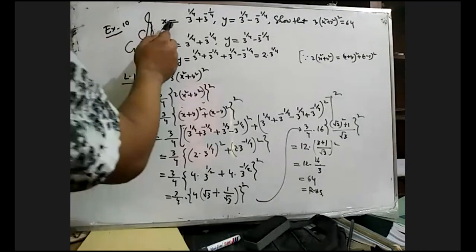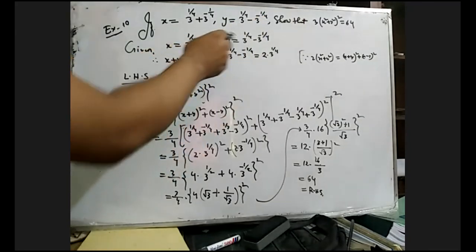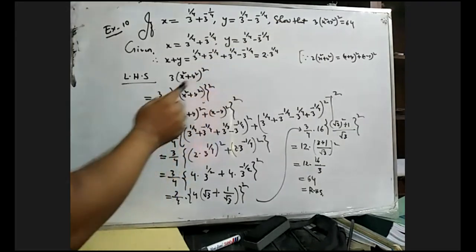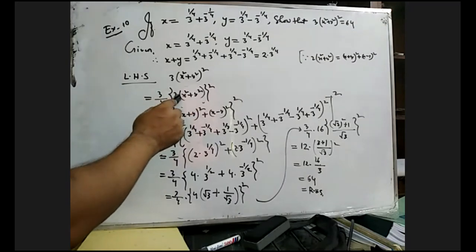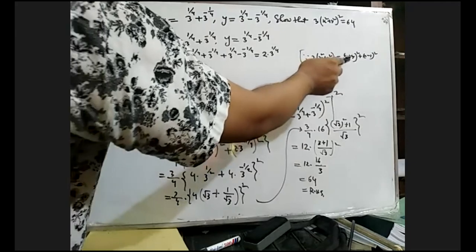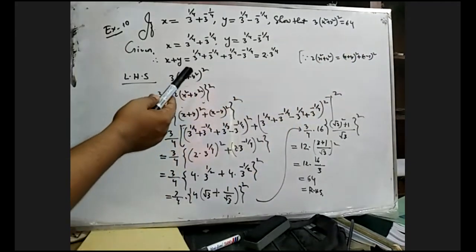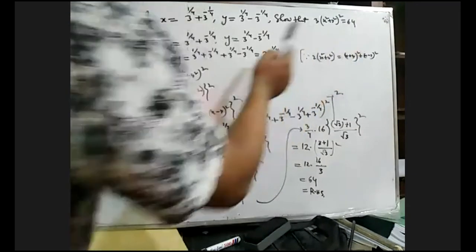Okay, if x equals to this and y equals to this, we have to show this. So this is the given condition, and we are taking the left hand side, 3 into (x square plus y square) whole square. Okay, so 3 by 4, just taking 4 here, we are putting 2 inside the bracket: 2 into (x square plus y square) whole square. But we know 2 into (x square plus y square) formula what? (x plus y) whole square plus (x minus y) whole square. That means what? 2 into (a square plus b square) formula what? (a plus b) whole square plus (a minus b) whole square.